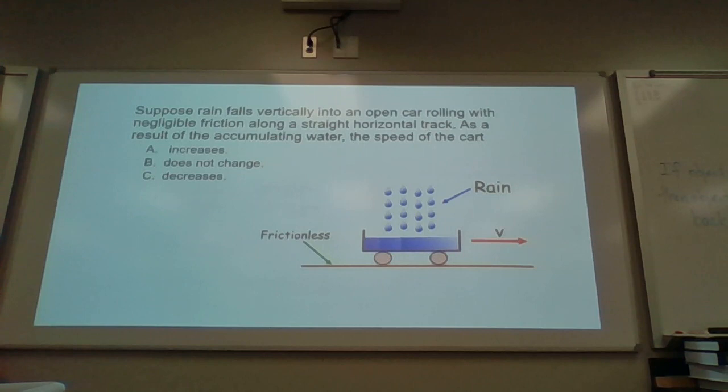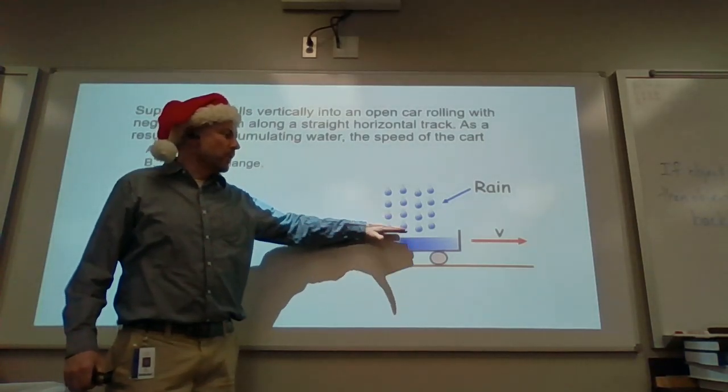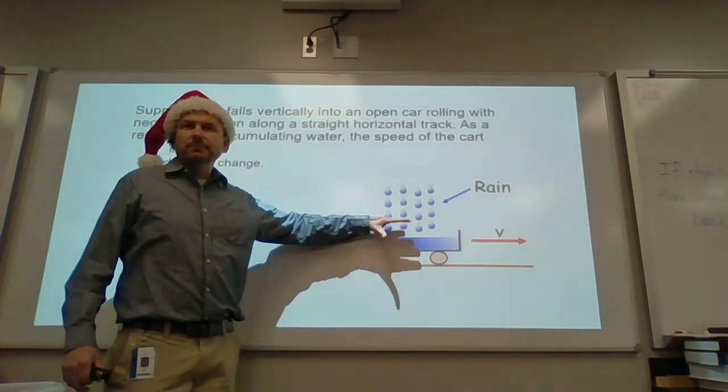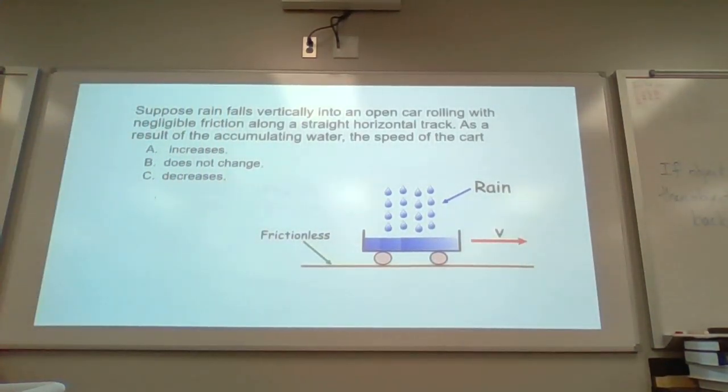Okay, the rainfall is vertical. All right, talk to your neighbor. Correct answer is C. Okay. So this has no horizontal velocity. It's adding mass. It does, however, have horizontal mass.